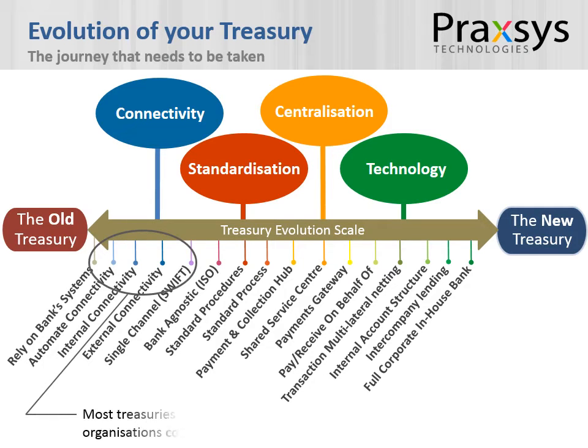Just as a side point, and to give you an indication of where most corporate treasuries are on this scale, globally there are only about 1,500 organizations that are connected to SWIFT. This is an important point, as we see the connectivity of your banks through the SWIFT network as the line in the sand between what is considered an advanced treasury setup and a basic treasury setup.